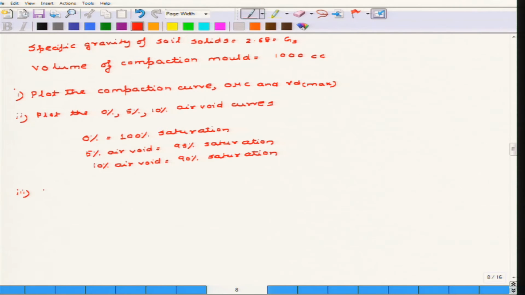It is also asked to find out, at gamma D max, what is the value of E, the void ratio, the SR or degree of saturation, and the air content.